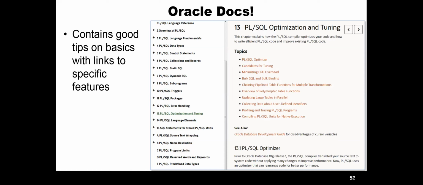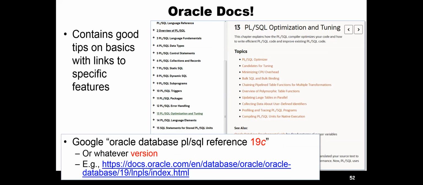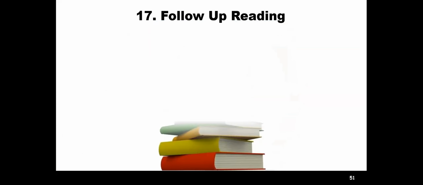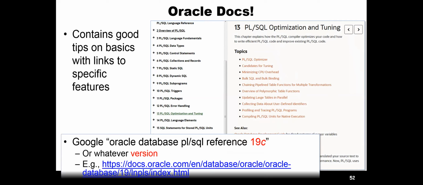I think this is a 19c one, but you can look up Oracle Database PL/SQL reference and then whatever version you're using, and you'll get a link like the one at the bottom, and you can just explore and look for that optimization and tuning chapter. So obviously you get the whole language reference here, but there is this optimization and tuning chapter. Not backwards, forwards. We're going forwards.